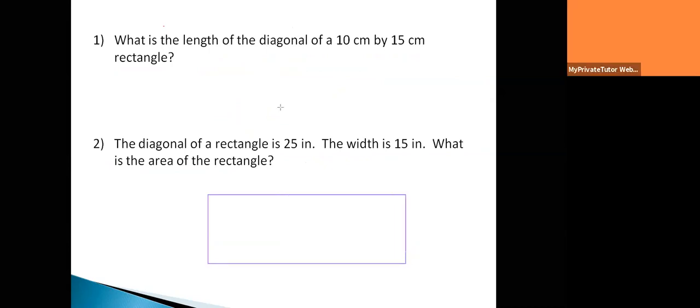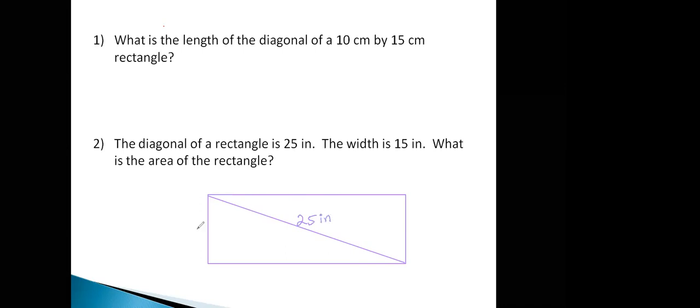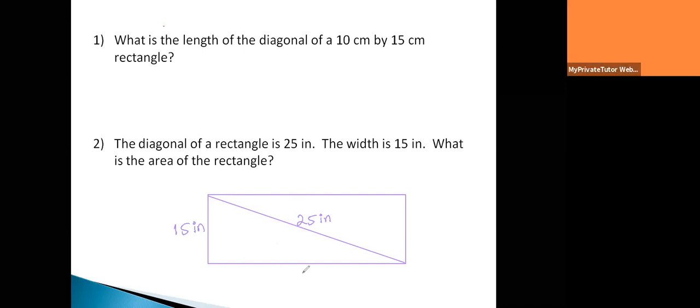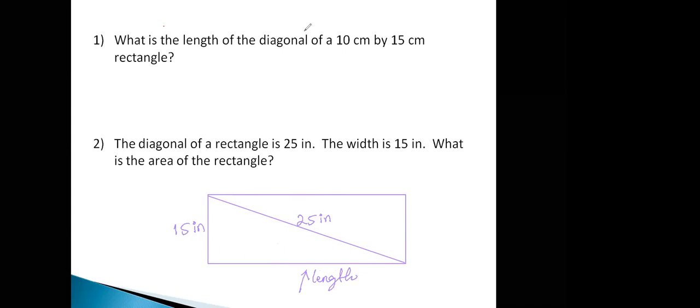So given a rectangle, the diagonal length is given, guys. If you want me to write that, this is what the rectangle looks like. This length is given as 25 inches and the width is given as 15 inches. So we need to find the length and then the area. I think Joseph understands. What about you, Michelle?